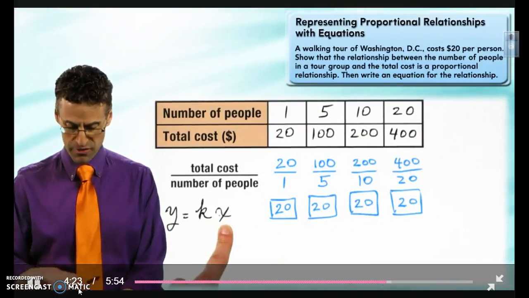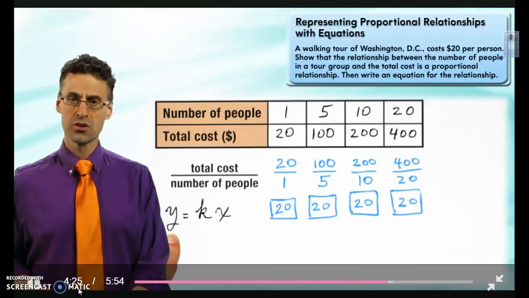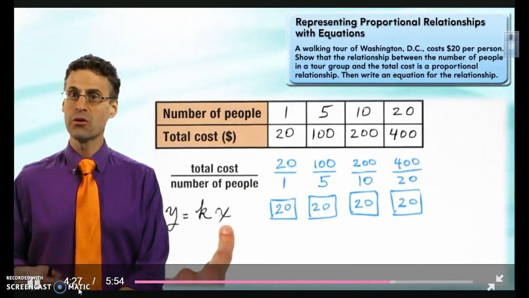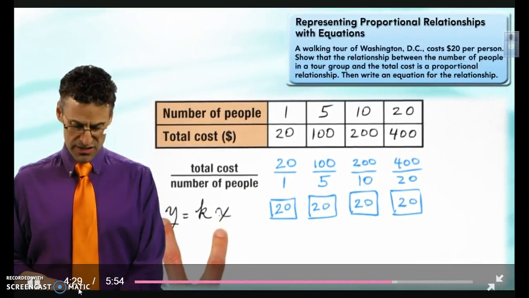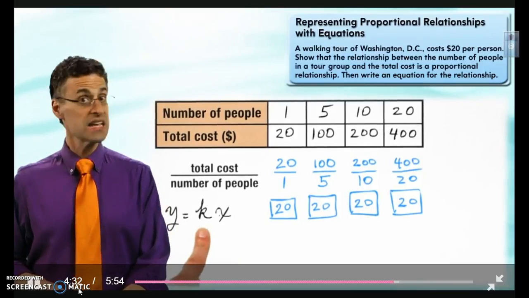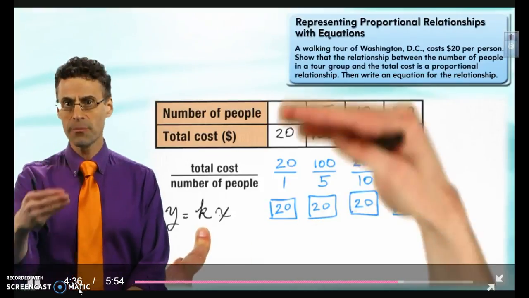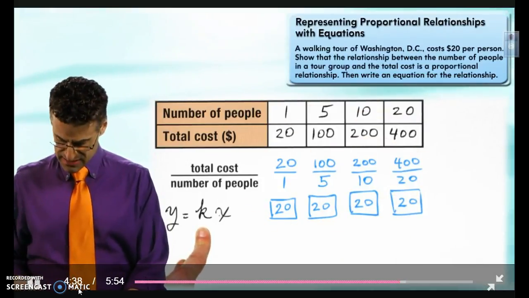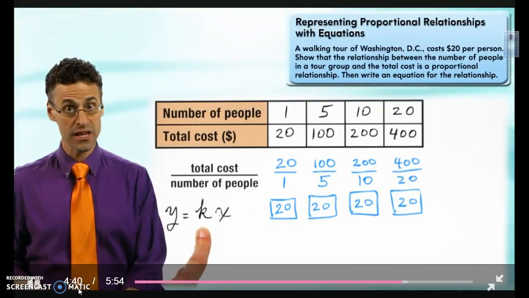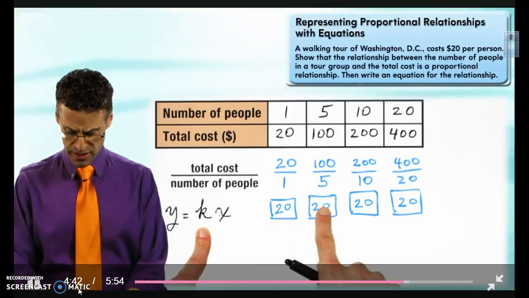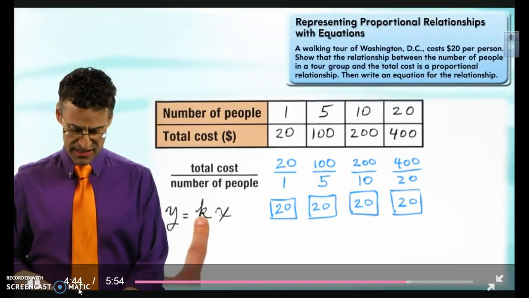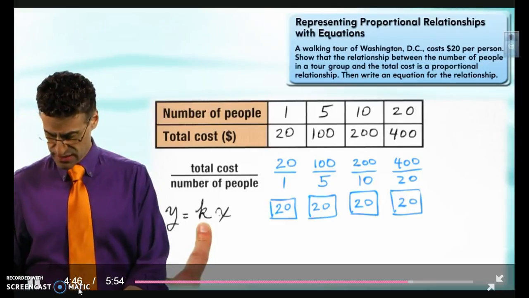So X is representing number of people, the Y is representing total cost. This is what we put in, and knowing that, this is what comes out. So these guys are variables. The K is not a variable. The K is a constant. The K is a number, and in fact, in this case, it's the constant of proportionality. So it's that constant ratio we kept finding. So in this case, the K is actually 20.